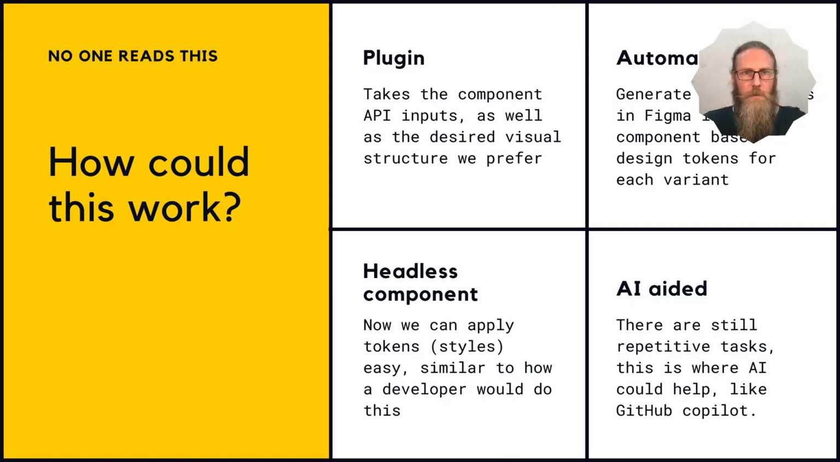So how could this work? We could have a plugin that takes a component API inputs as well as the desired visual structure that we prefer, then have some automation run, which will generate all the variants in Figma, including component-based design tokens for each variant, which will basically leave us with a headless component, to which we can now apply token styles very easily, or we already have the tokens in this case, but we now have to apply some values to these tokens.